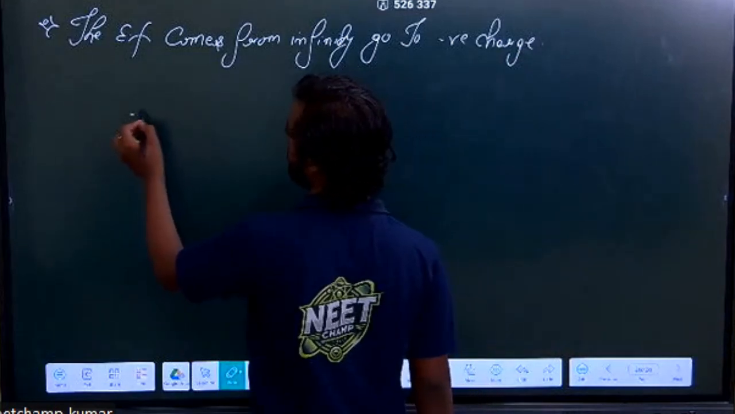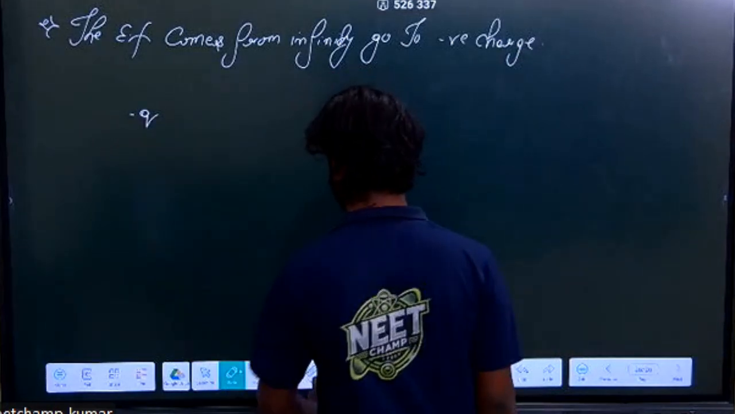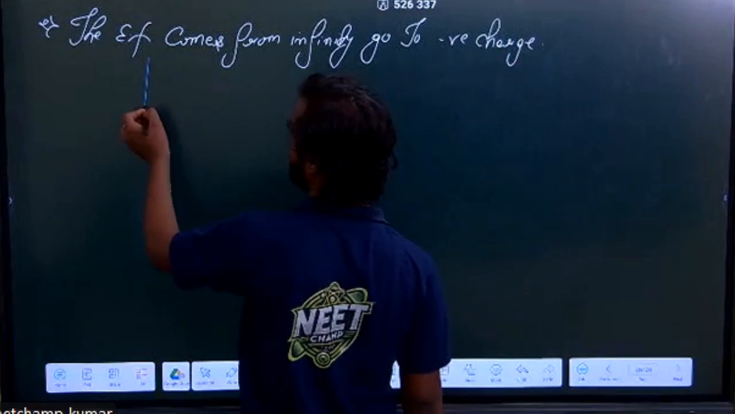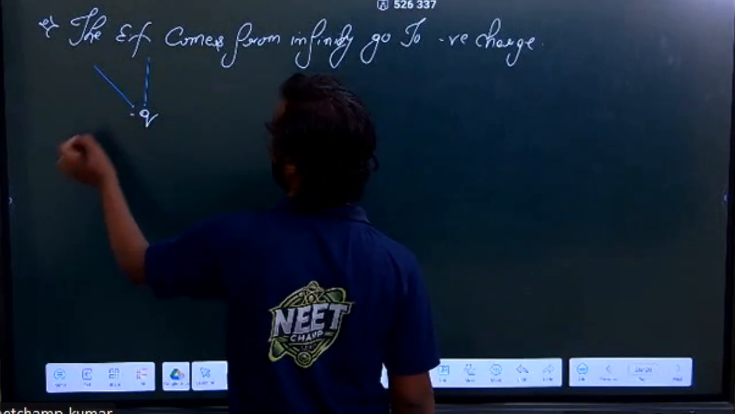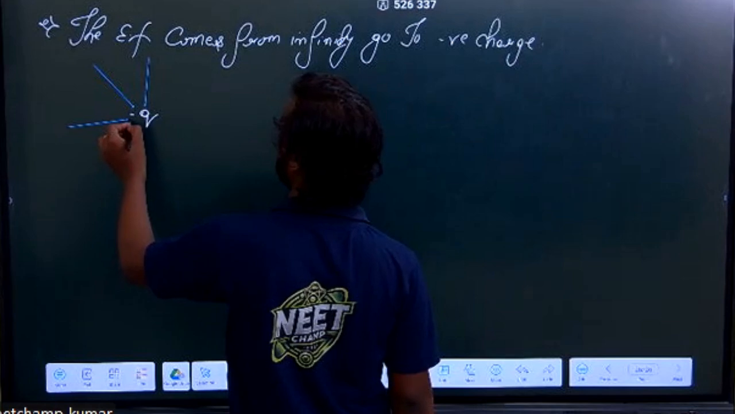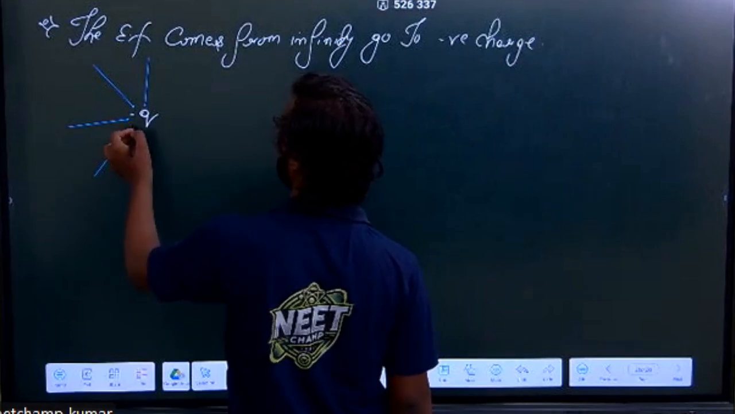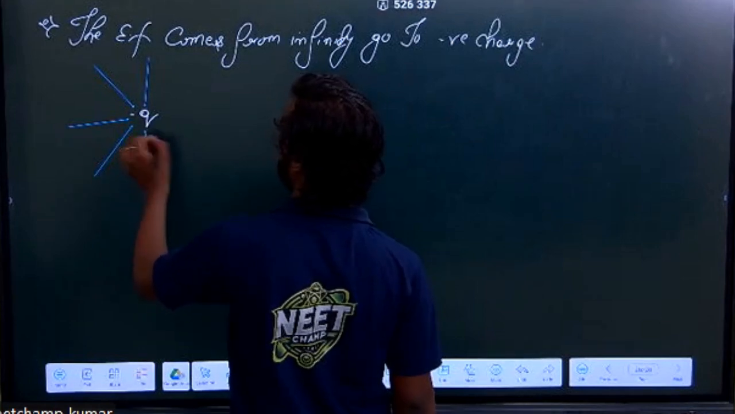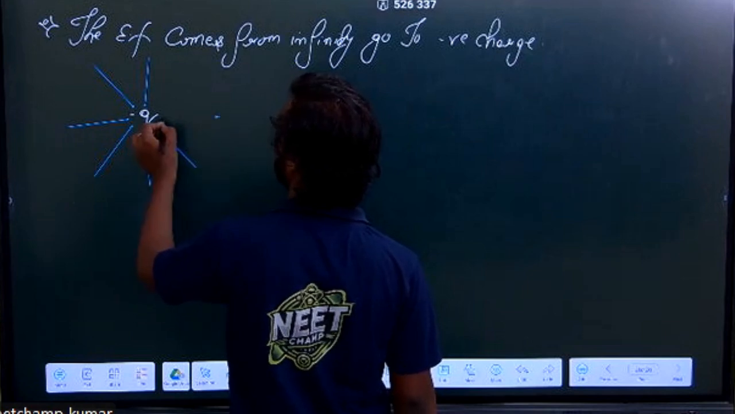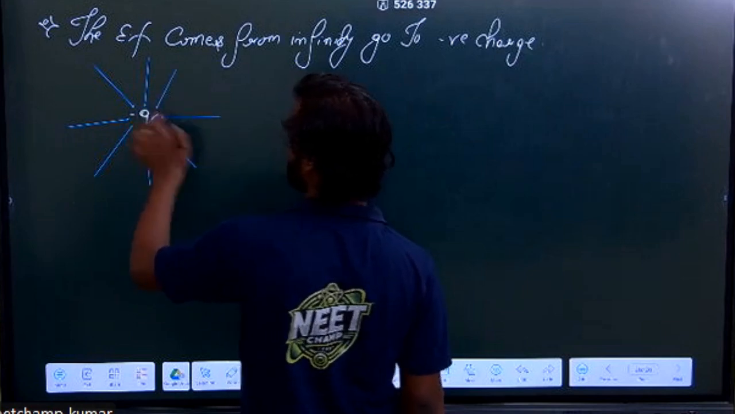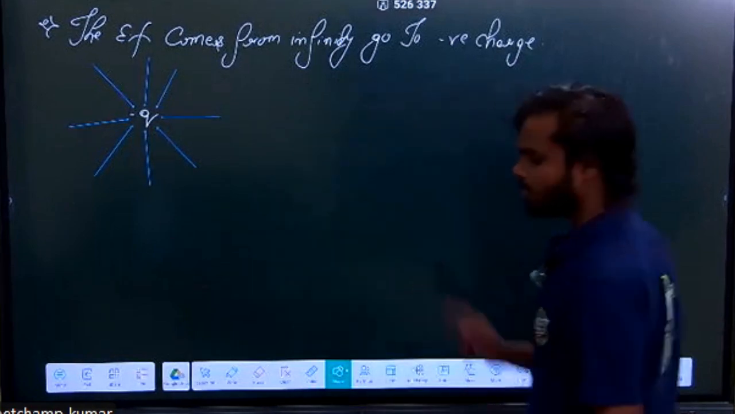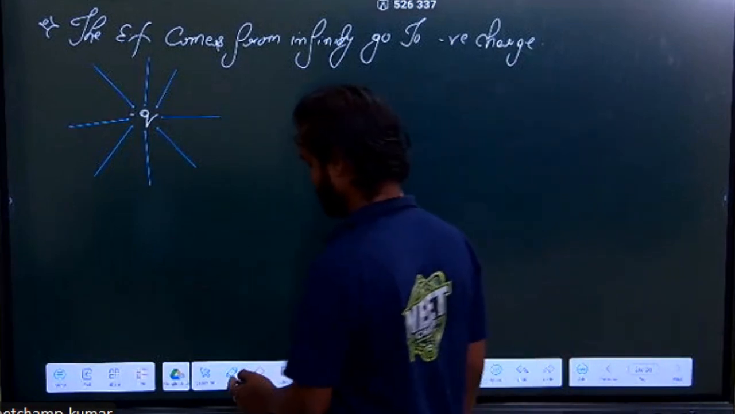For example, suppose there is a negative charge, then the electric field lines will be coming from infinity and will enter into the negative charge like this. So it is something like this. Okay, this is the second property of an electric field line.